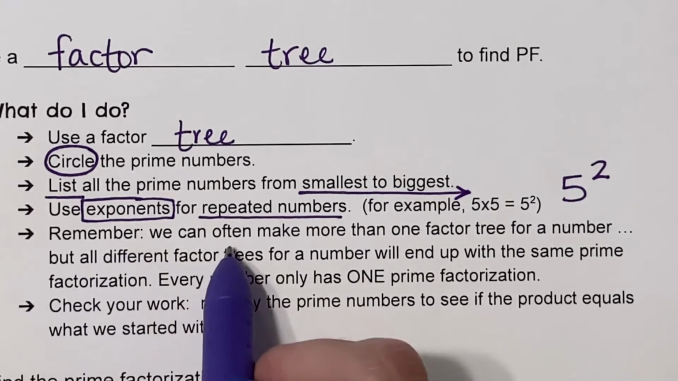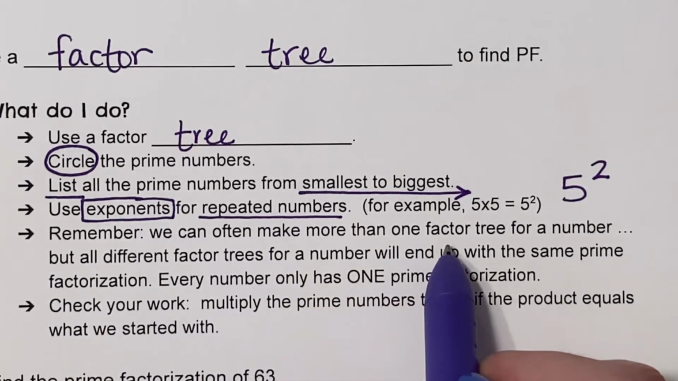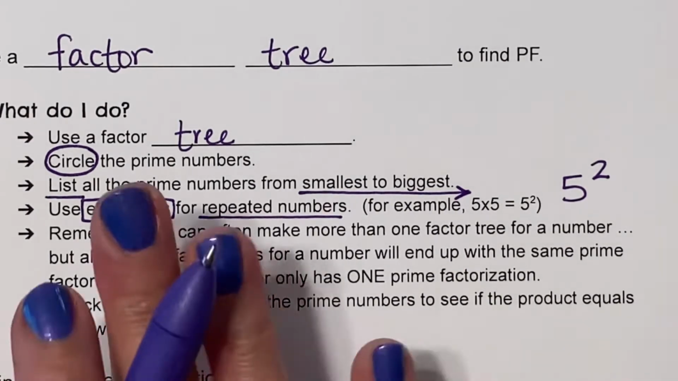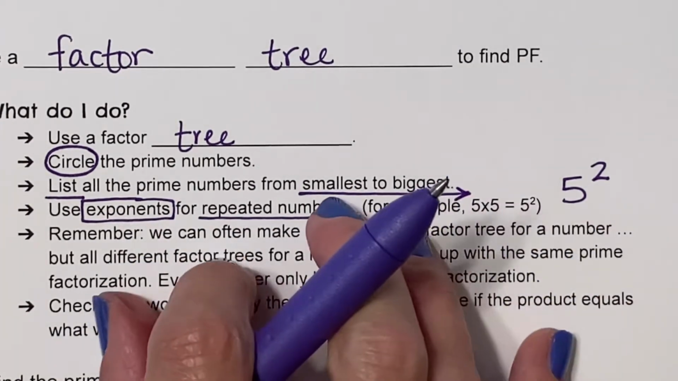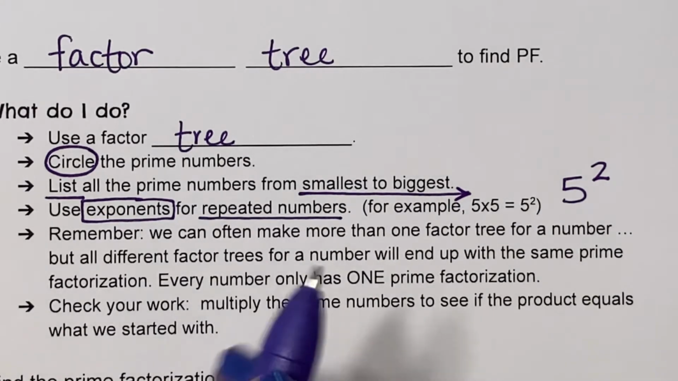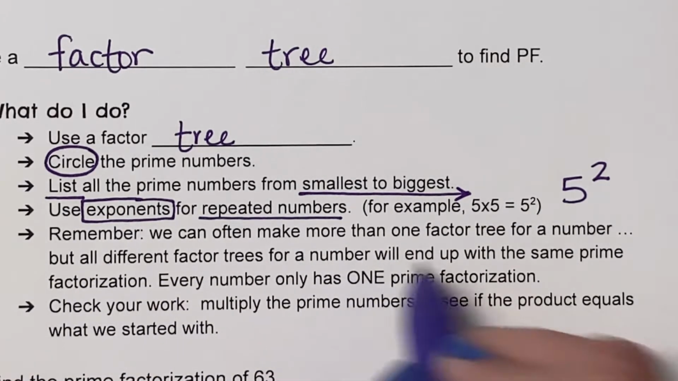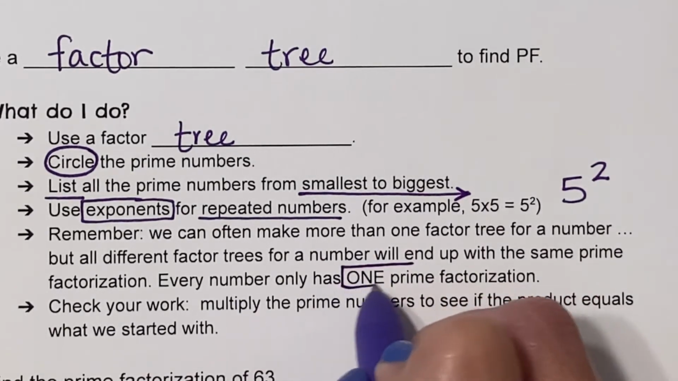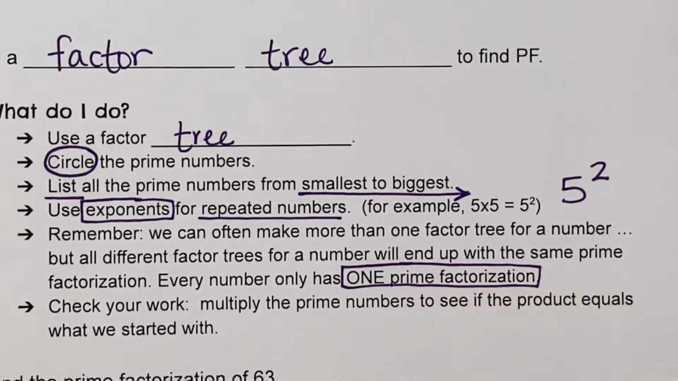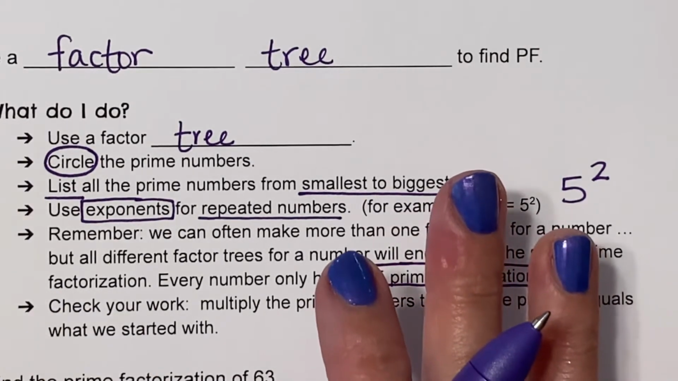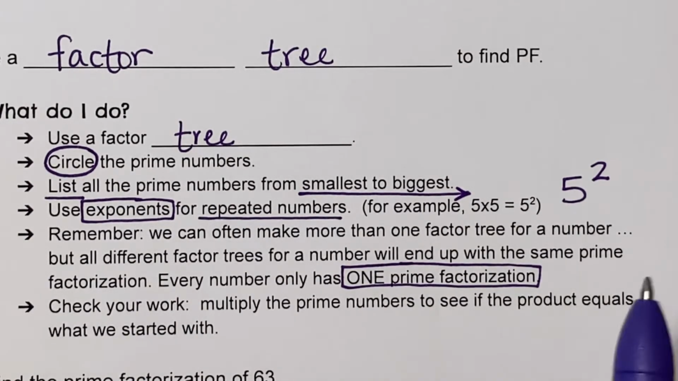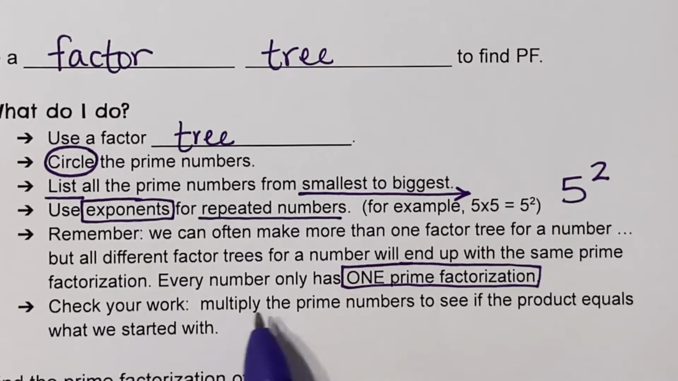Remember, we can usually make more than one factor tree for a number. You could do the same number and we would actually have different factor trees, but all factor trees for a number will end up with the same prime factorization. Every number has only one prime factorization if you do your math right. So there's lots of different factor trees you could do. You'll end up with the same prime factorization no matter what factor tree you do, which is kind of fun. At the end, you can check your work. Multiply your prime numbers to see if they equal the number that you started with.